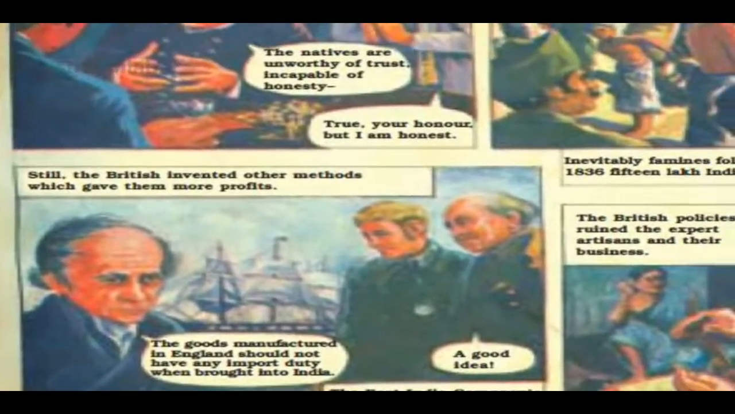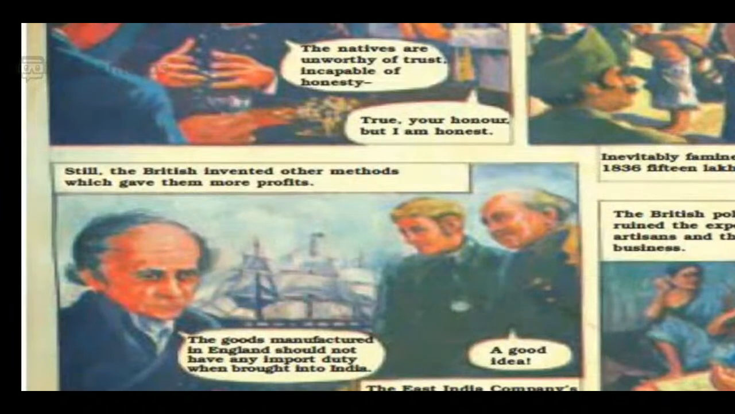The inevitable famines followed between 1822 and 1836. 15 lakh Indians died of starvation. Bhook se mar gaye. So many. And I hope you have understood till here. Yes, still the British invented methods where they could make more profits.